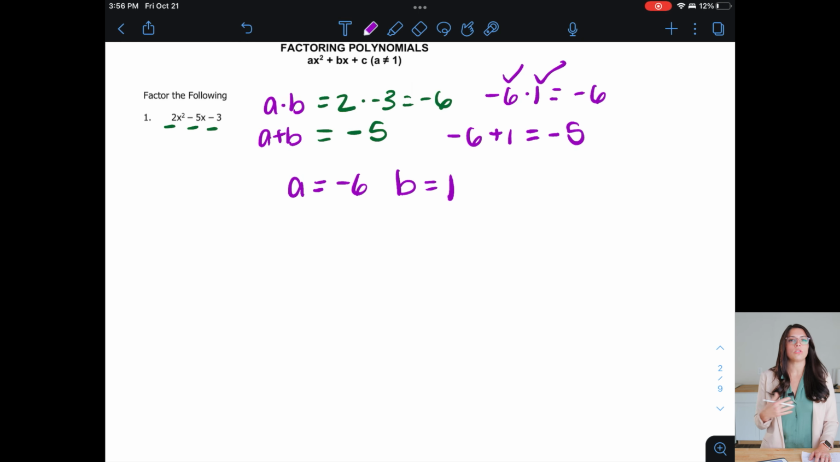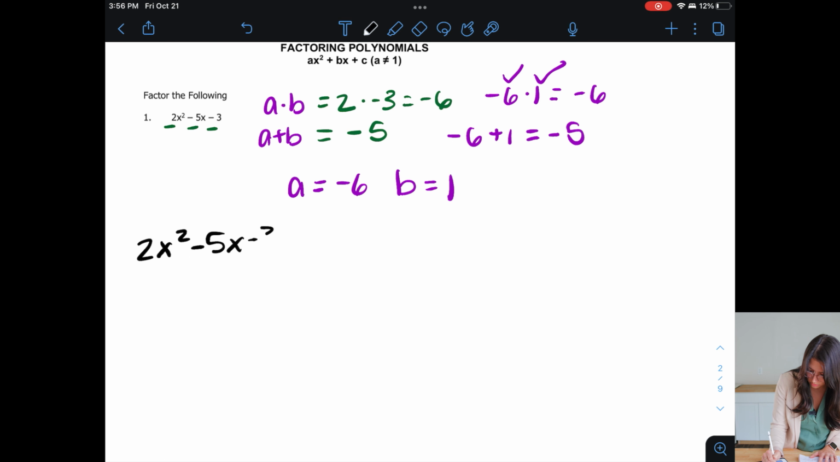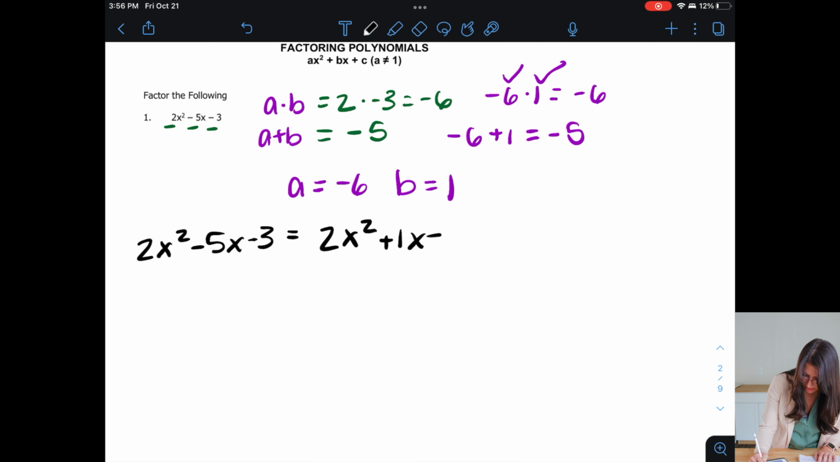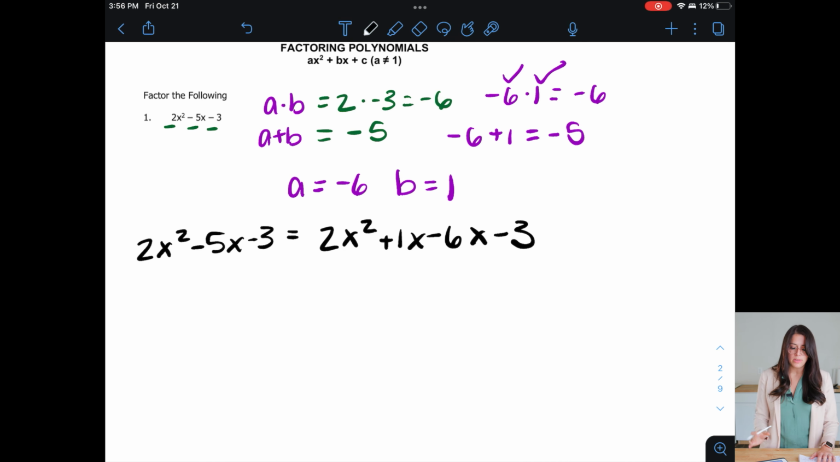Now we are using those two new numbers, a and b, to split up the middle x term. Our original equation is 2x squared minus 5x minus 3, and we're going to split up that negative 5x. So it's going to look like this: 2x squared plus 1x minus 6x minus 3. So we broke up that middle term into two pieces. Now we can use this to factor using grouping.